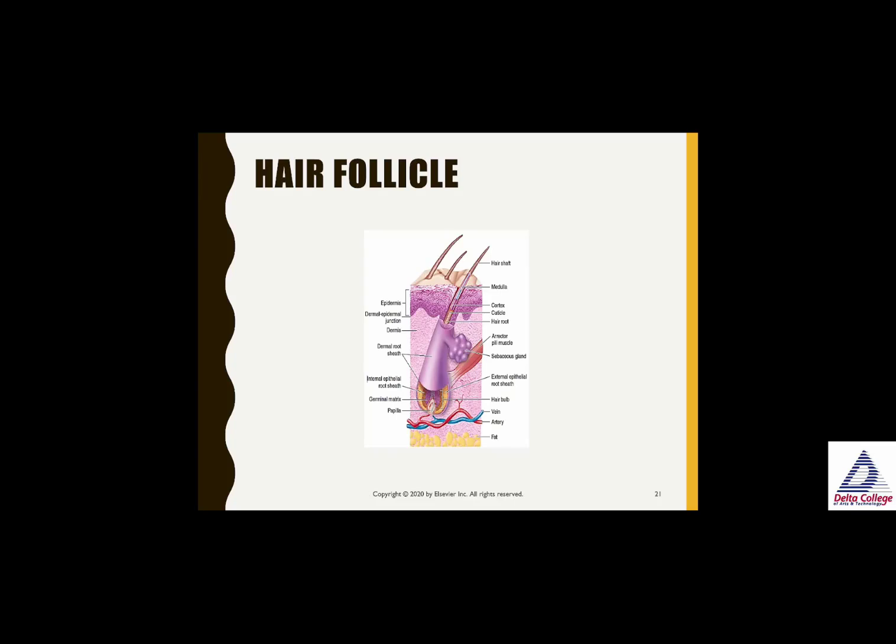So here's the image of the hair follicle, and at the bottom you can see that C-shaped area of the papilla. It looks like a little bump or a little C shape down there, and that is what houses the beginnings of hair growth.